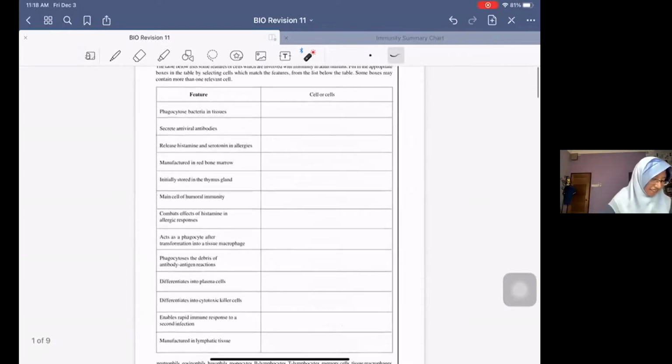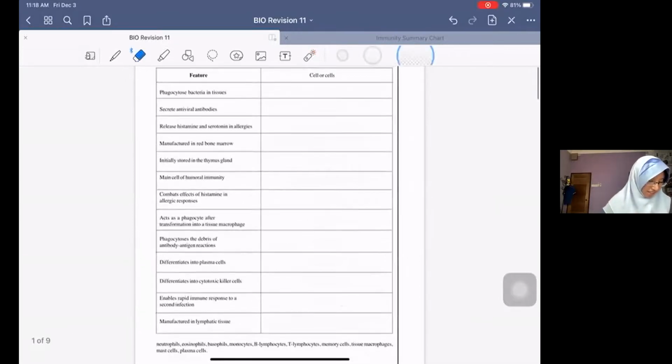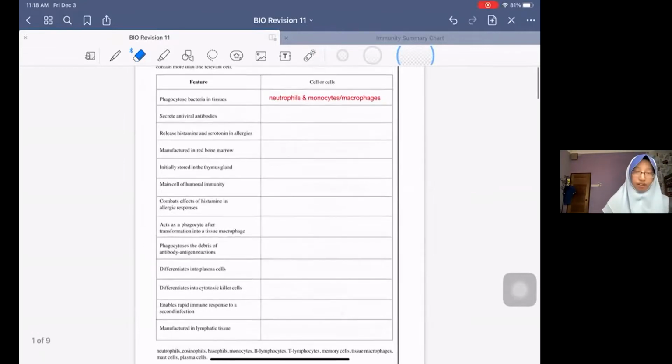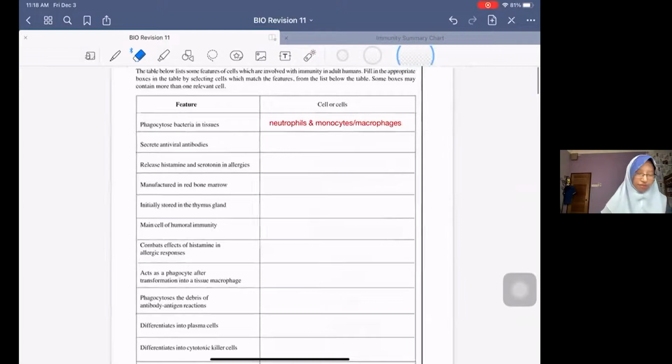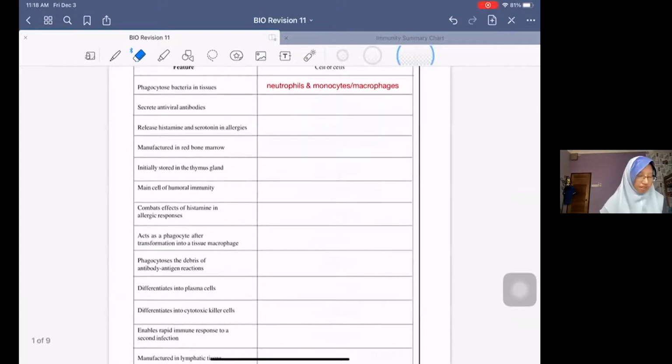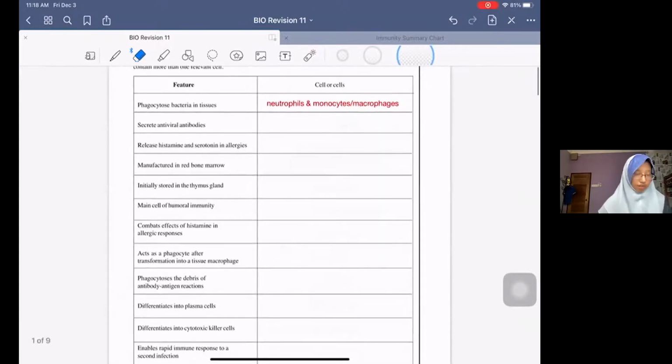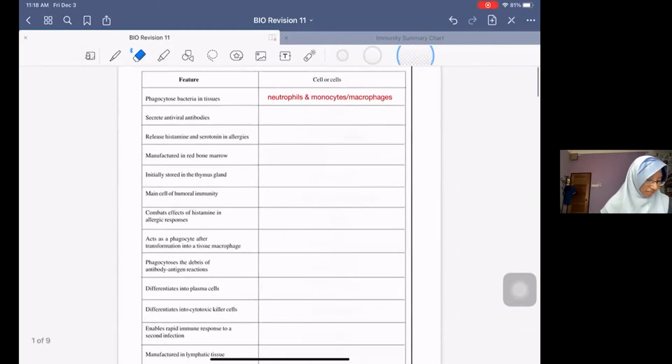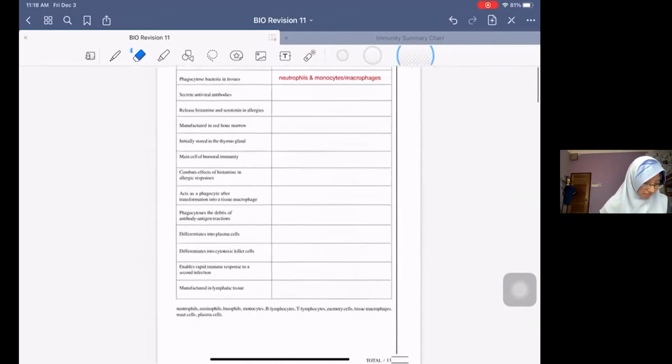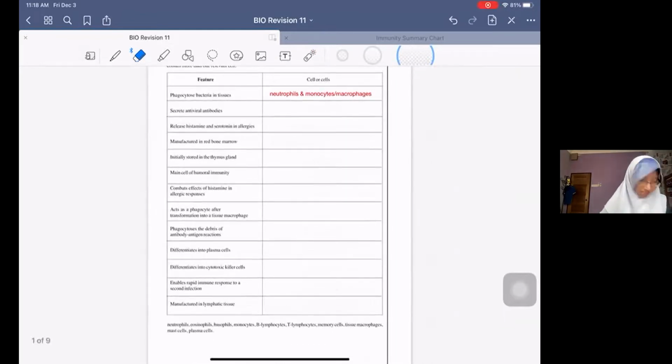Okay, yes, so correct, it is neutrophils. Katie got it. Tissue macrophages, yes, Katie and Shumin. So it is neutrophils and macrophages, or you can also write monocytes because monocytes are the macrophages that are not in the tissue yet. The second one will be secrete antiviral antibodies. I think quite easy. So plasma cells, okay, thank you. Plasma cells, everybody knows already.